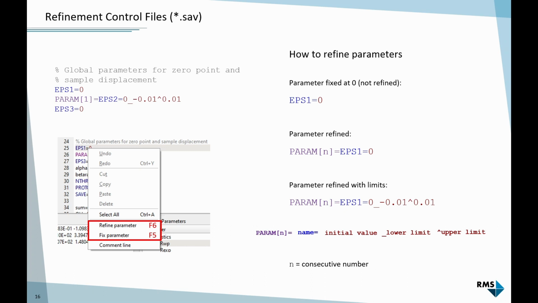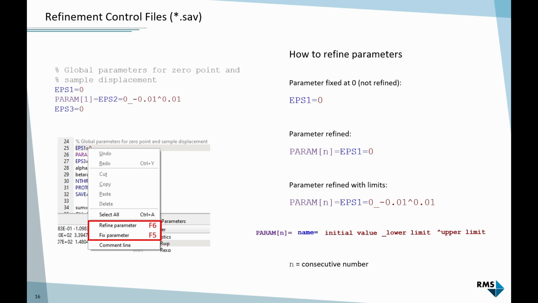And on the right-hand side, you can see what the syntax looks like for refined parameters or fixed parameters. So if we just write EPS1 equals 0, that is just a fixed parameter. It will never be changed. It will never be anything other than 0. If we want to refine the parameter, we add the prefix param to it. This means it's now parameterized. It's now released for refinement.